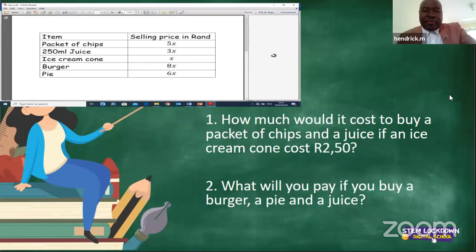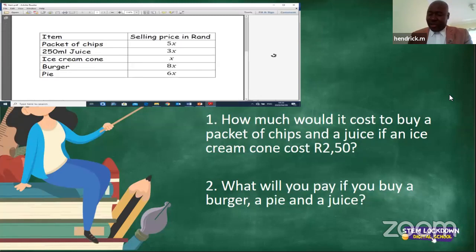I want you to work it out. Please tell me if you would like to attempt to answer the first one. You can raise your hand and I'm here. Let's work on the two questions. I've given you the slide there with the items and the selling price. So you can see that the selling price is in an expression there: 5x for a packet of chips, 3x for juice, x for ice cream, 8x for burger, and 6x for a pie.